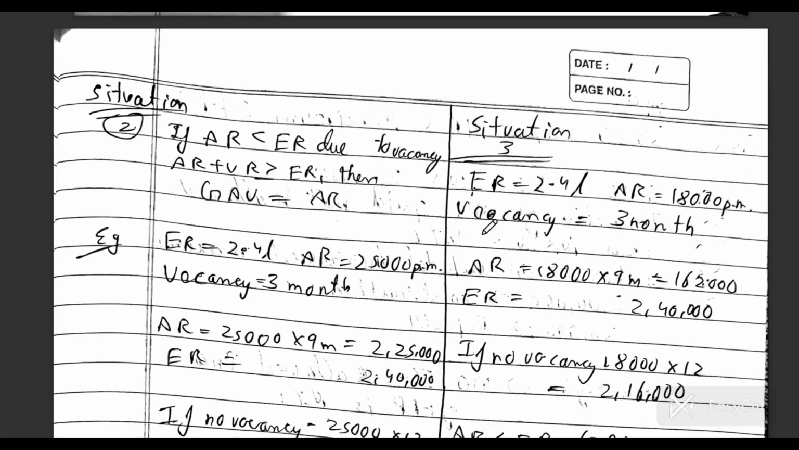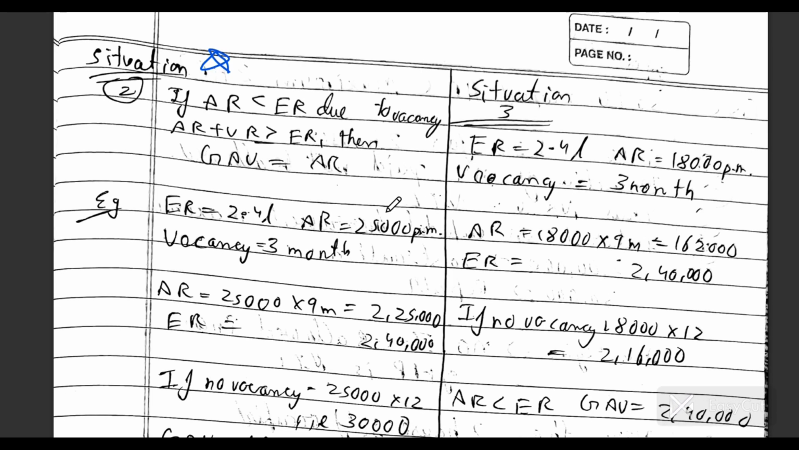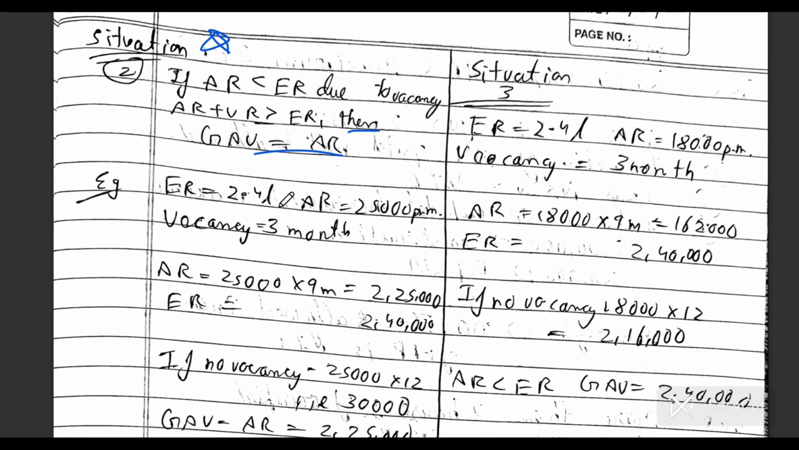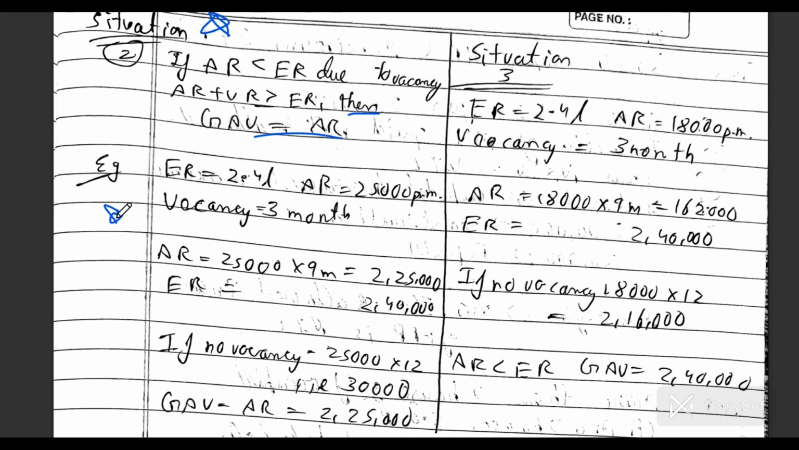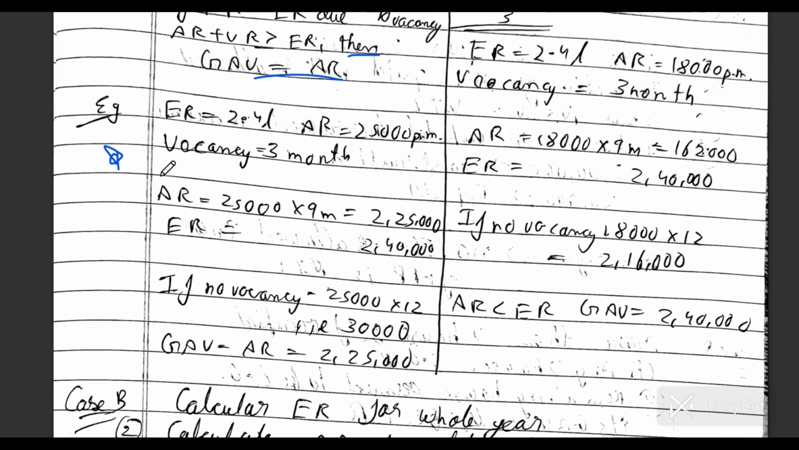Okay, then the most important case: if actual rent is lesser than expected rent because of vacancy, because there is some vacancy in that property, that the property owner is not finding any tenant for that property, it means it is vacancy, then GAV will be actual rent. Let's take an example. This example will come in your exam. This type of example will always come in the exam, either in MCQ or in a descriptive question.